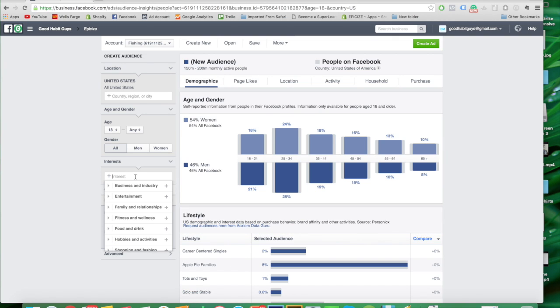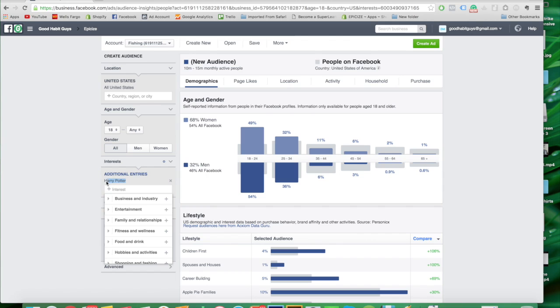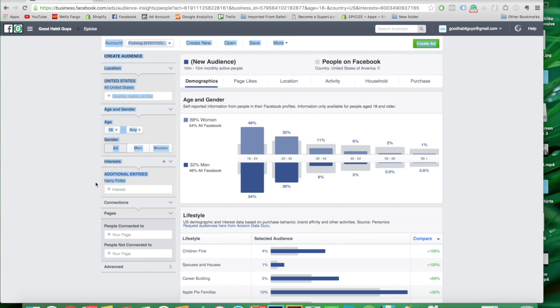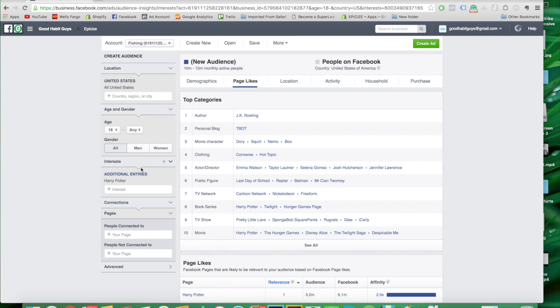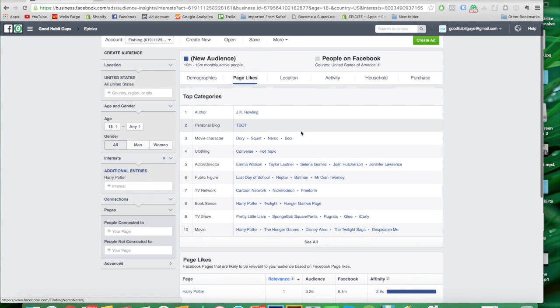So let's say, just for example, Harry Potter. This is a very broad audience. I'm already telling you that this is not something I would target. This is 10 to 15 million people, 68% women, 32% men, ages 18 to 24 about 15% of them, and as the ages go older, less and less people like Harry Potter, pretty obvious. And the things that people who like this interest like in general are, first of all, the author J.K. Rowling, and some kind of blog, Dory, Squirt, Nemo, or Brua, I don't really know. I know Nemo's from Finding Nemo. Emma Watson, Taylor, the Cartoon Network, Nickelodeon.